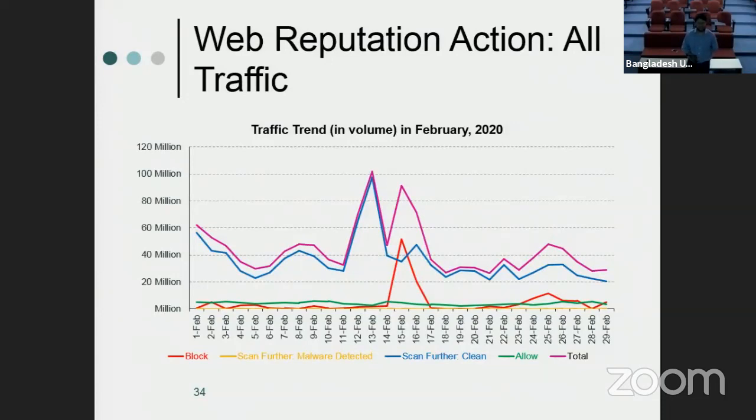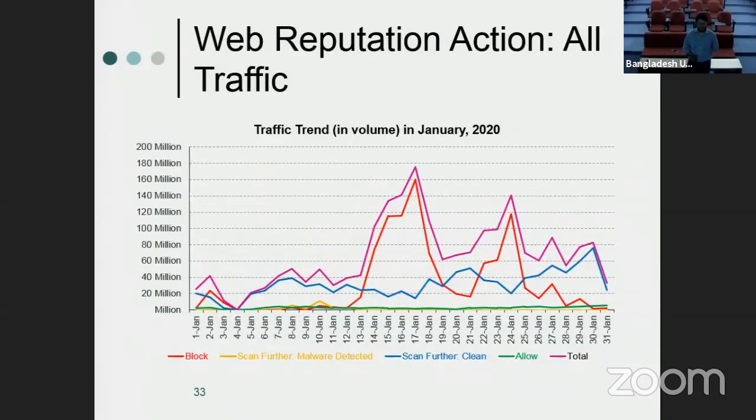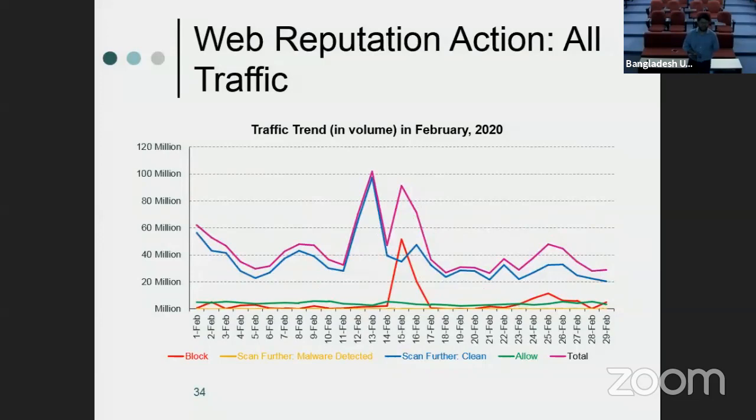Usually, if you look at the previous scenarios, when there is a spike of data, it is blocked because there is an attack. But in this case, we see a non-attack scenario, but there is a spike as well.